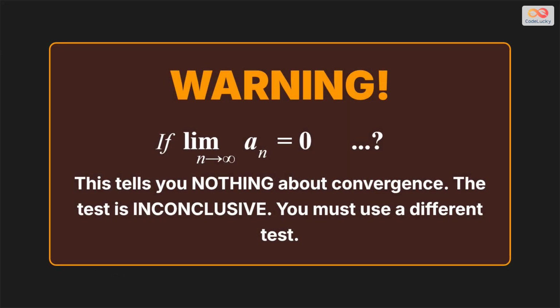Now, this is the most important part of the lesson. What happens if the limit of the terms is 0? This is a common trap. If the limit of a sub n is 0, the nth term test tells you absolutely nothing. It is inconclusive. You cannot say the series converges. You must use a different, more powerful test.